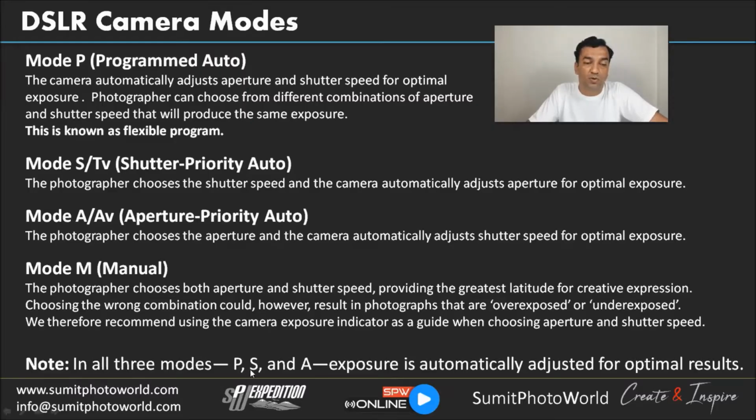In all three modes, P, S, and A, exposure is automatically adjusted for optimal results. So as we discussed, all semi-auto modes are designed in a way that you will get good exposure every time, because the camera is taking care of the other part of the settings.